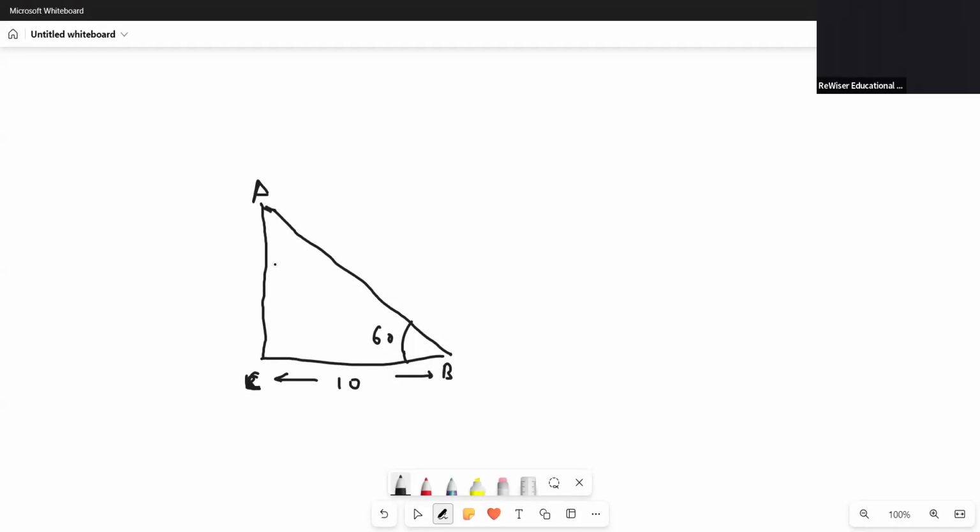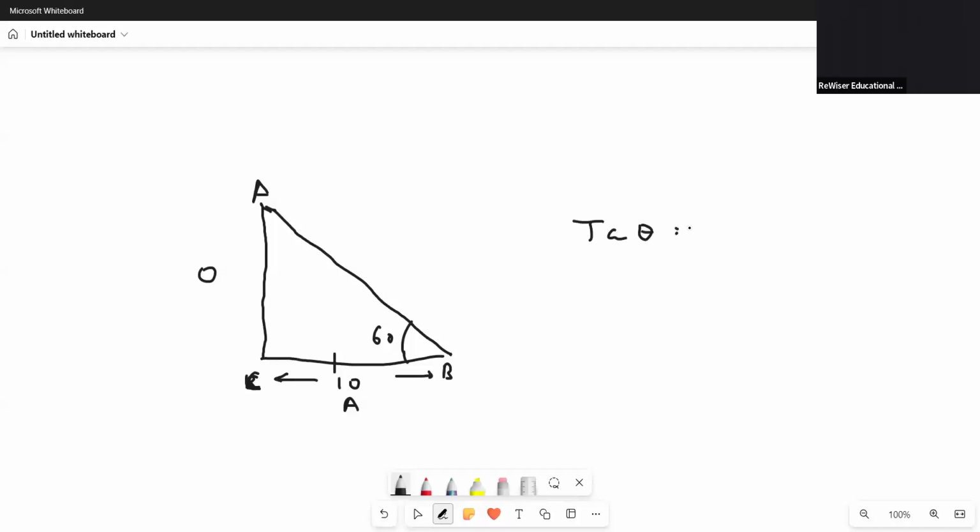So now we are finding out what should be the height of the lighthouse, so we'll first have to find out which ratio to use: sine, cos, or tan. If this is 60 degrees, then this is obviously adjacent and this is opposite. So which of sine, cos, or tan correlates adjacent and opposite? The answer is tan theta.